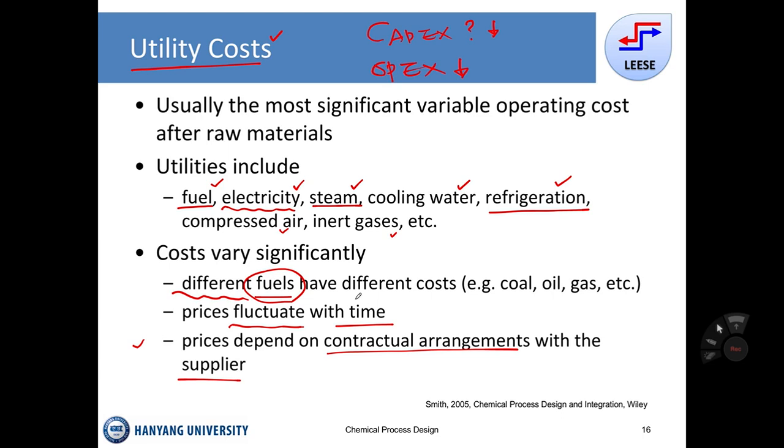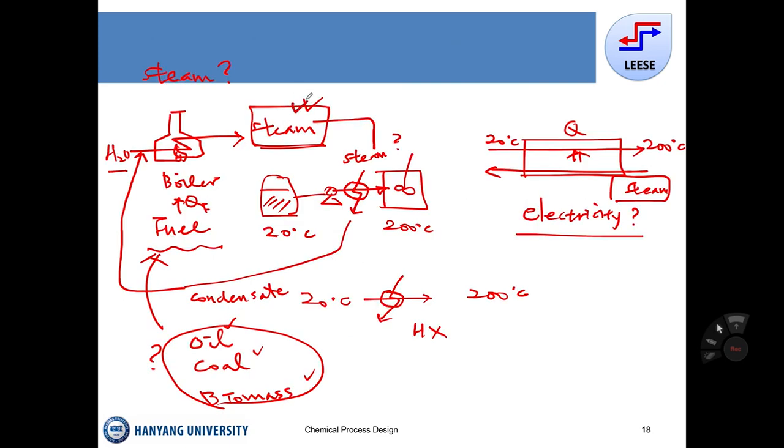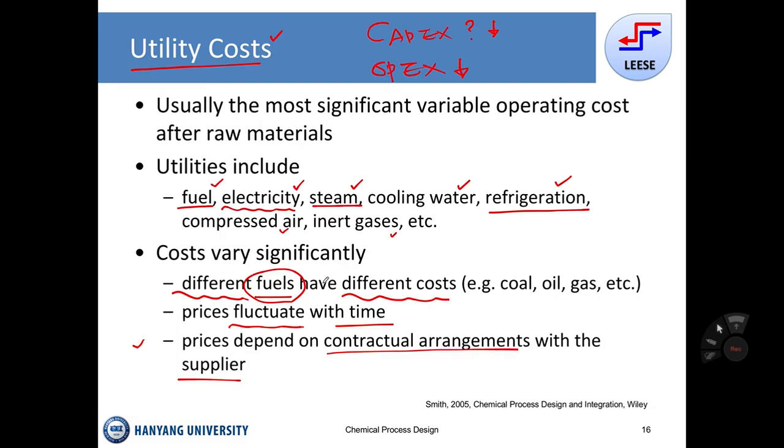So different fuels have different costs. Although we have the same steam, let's say we are using 10 tons of steam per hour for this functioning, the amount of fuel used by oil will be different from coal. The amount of biomass to be used in the boiler might be different from oil or coal. So the cost of the steam is different based on the fuel used. That's why we have different costs based on the choice of the fuel. The costs can be very different. So price fluctuates with time.